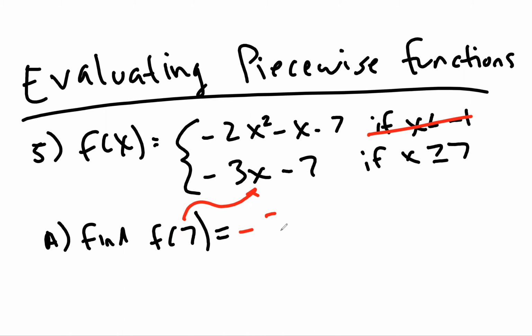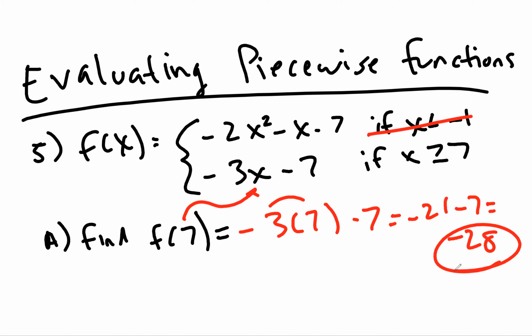So I'm going to write -3 times 7 minus 7. And I'm just going to evaluate this. -3 times 7 gives me -21. And when I minus 7, I'm going to get -28. And now I'm done. That's how easy this particular part is. So you're basically just taking the number and you're seeing which one it is true for and then just plugging it into that equation. That is exactly 100% correct.